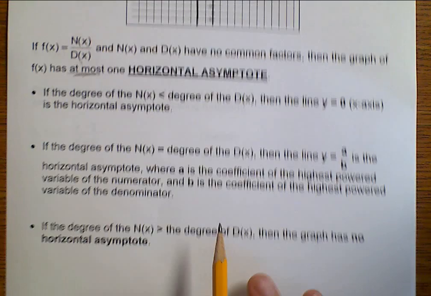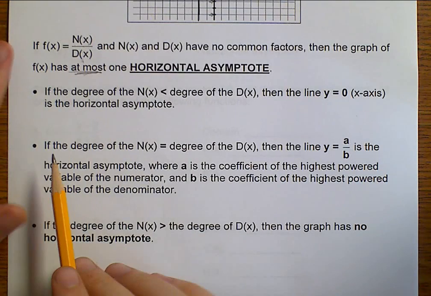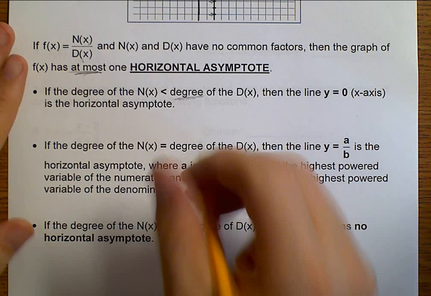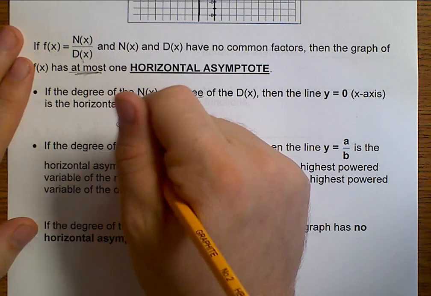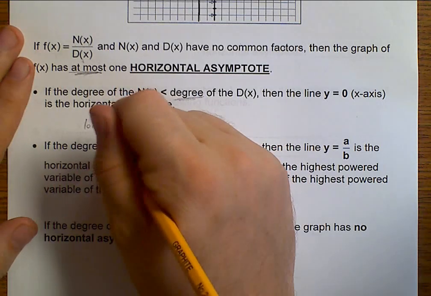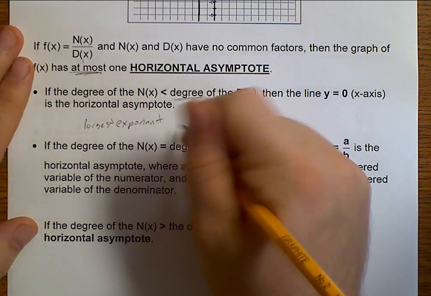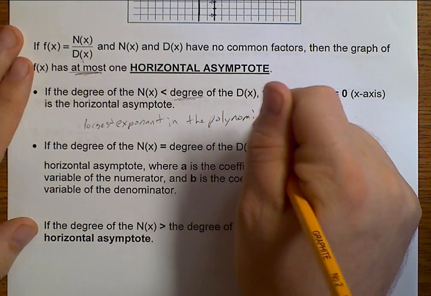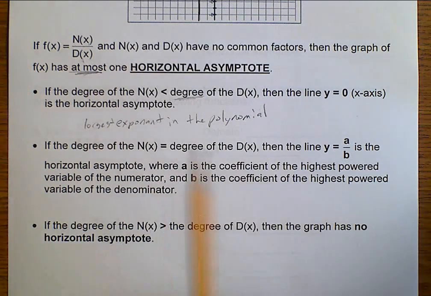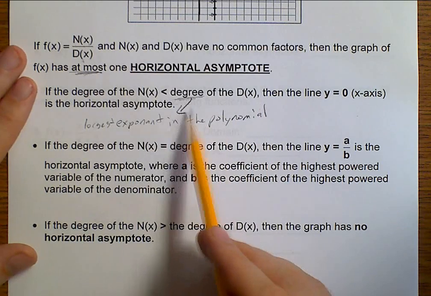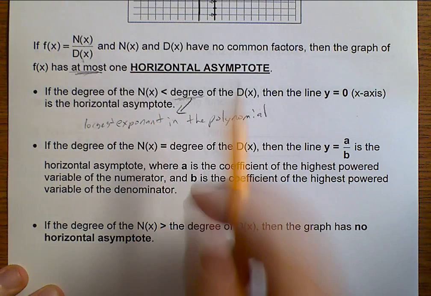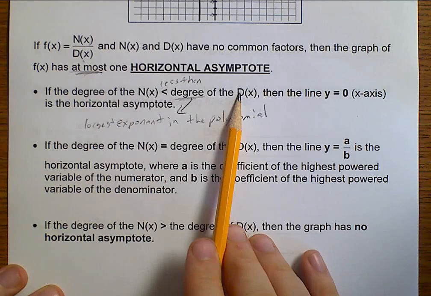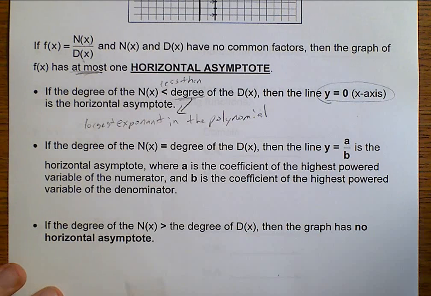There are 3 rules. Each of these talk about the degree of a polynomial. That means the largest exponent in the polynomial. So if the largest exponent in the numerator is less than the denominator, then y equals 0 is your asymptote.